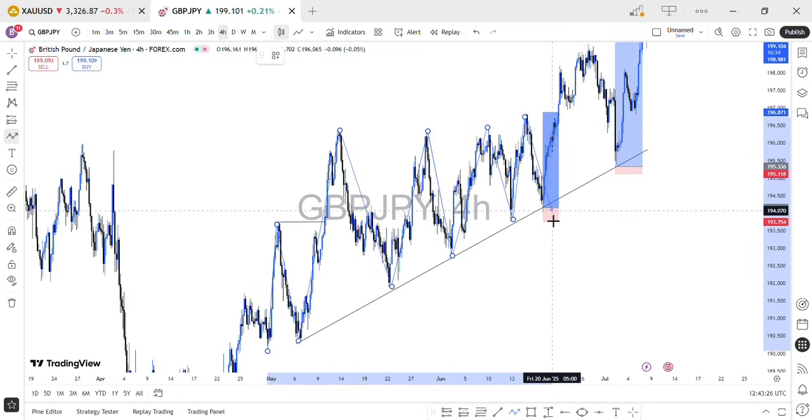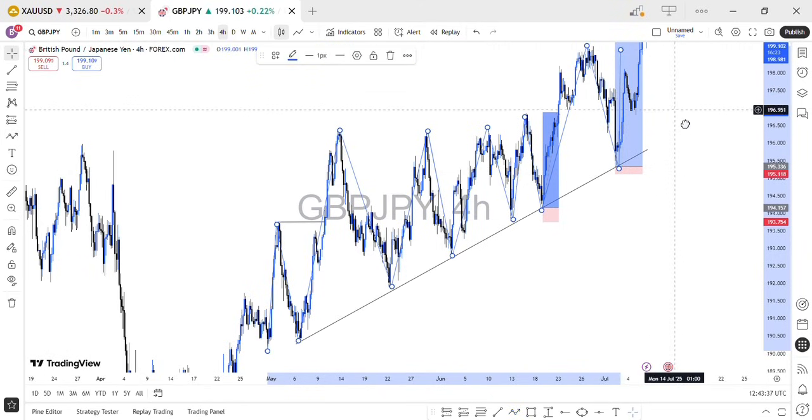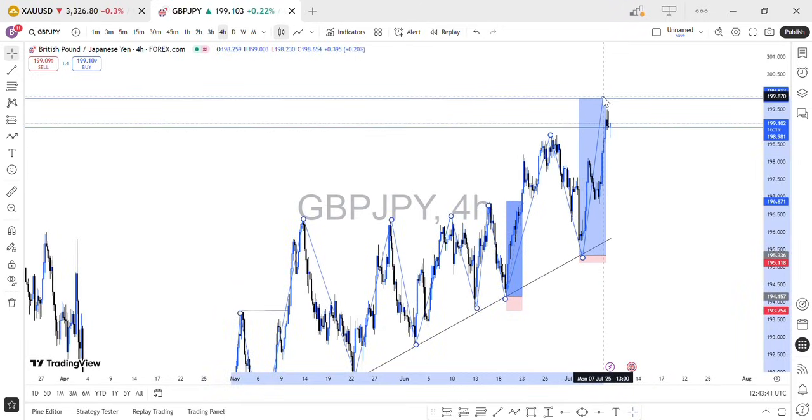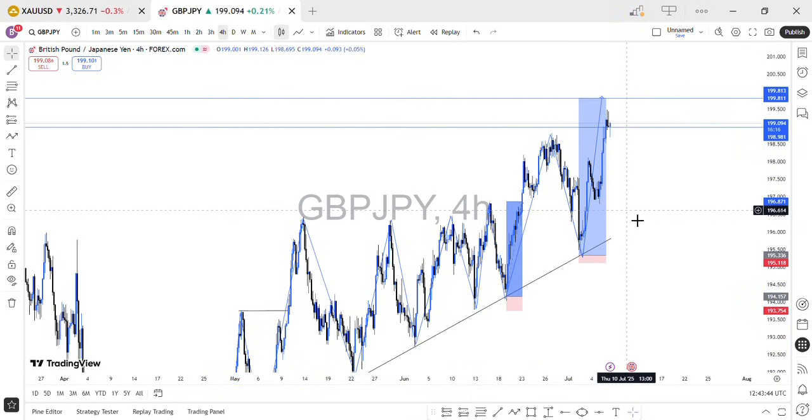Bouncing on the trend line, bouncing on the trend line, bouncing on the trend line.